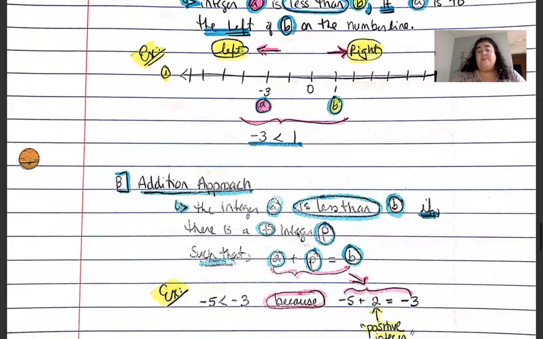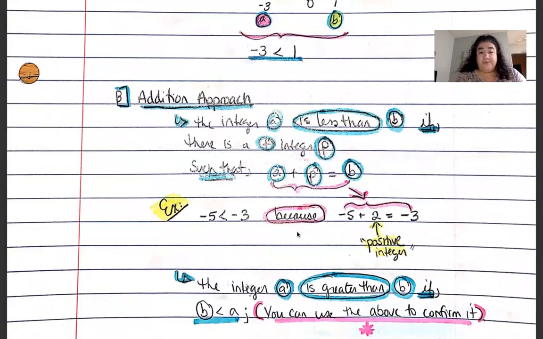Now, there's another way to explain it, and it's called the addition approach. The addition approach says that integer a is going to be less than integer b if there is a positive integer p, such that if we add that positive integer p to a, together they will equal our original b. If there is a positive integer that we can add to our original a such that they will equal b, then we can say for sure that a is less than b, okay?